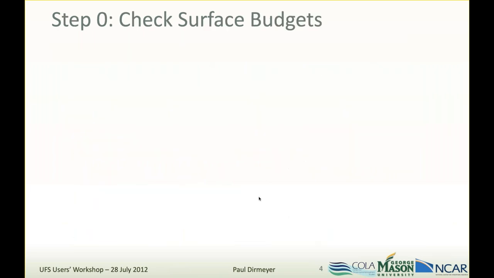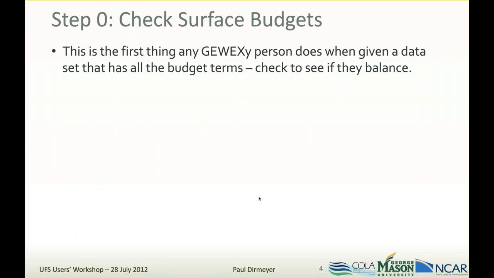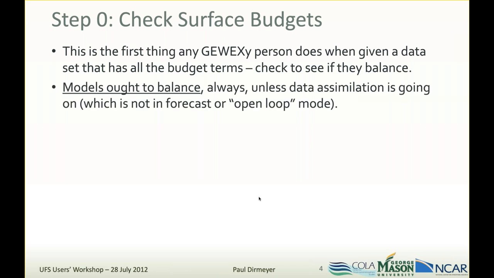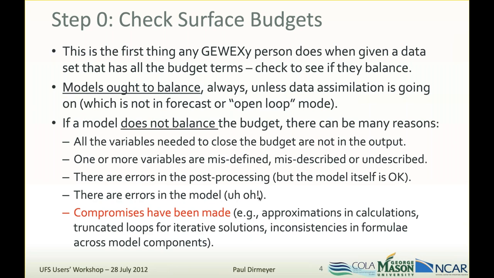So step zero is just to check surface energy budgets. Do they balance? This is the first thing any GEWEX-y person like myself would do when given a data set that has all of the budget terms. And it seems like a trivial, obvious, of course, thing that ought to work, but you'd be amazed how infrequently you find energy balances in climate models and weather models. They ought to balance always, unless there's data assimilation going on, which violates closure because you have analysis increments. But in any forecast mode or open loop mode, we would expect to find balances in energy and in water.